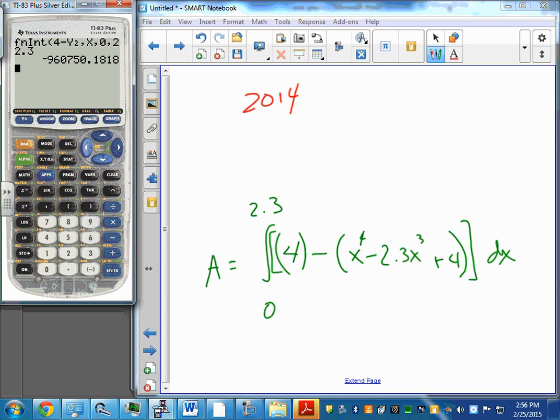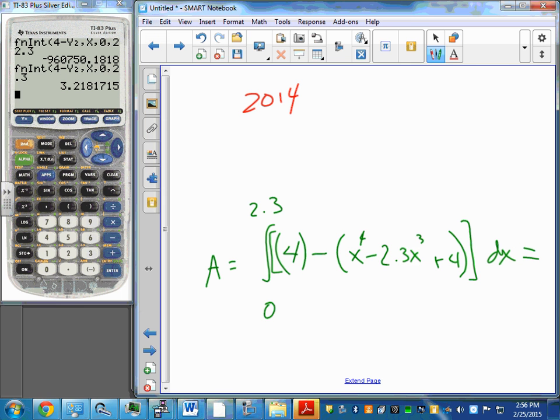Okay, something's not right. 0 to 22.3. Let's try that again. Garbage in, garbage out. Let me take away there, 2.3. Okay, that makes sense. The area is 3.218. So equals 3.218. Done.